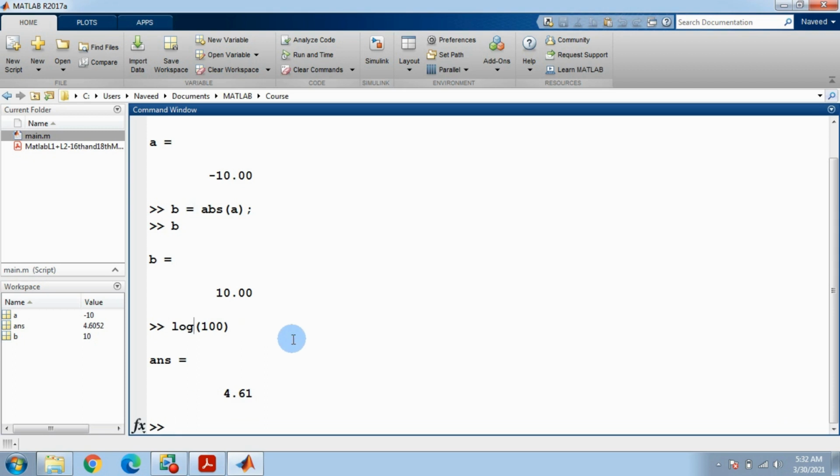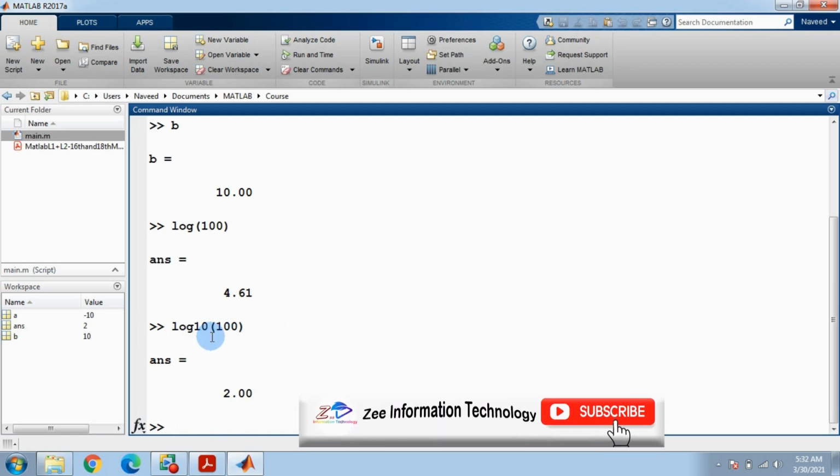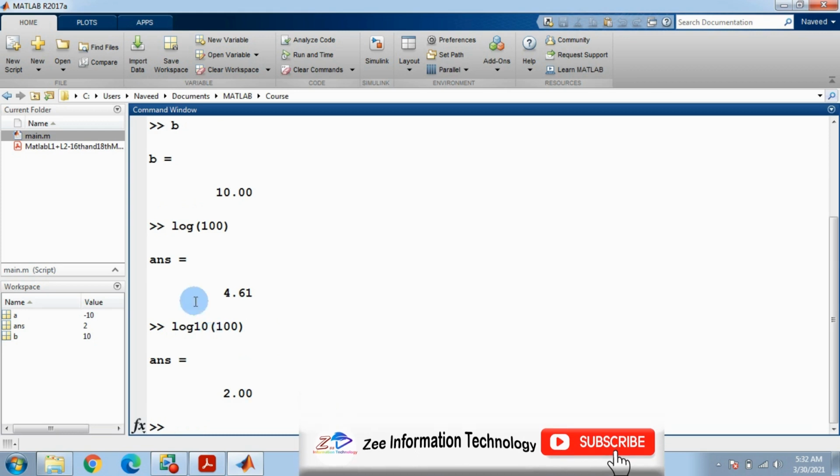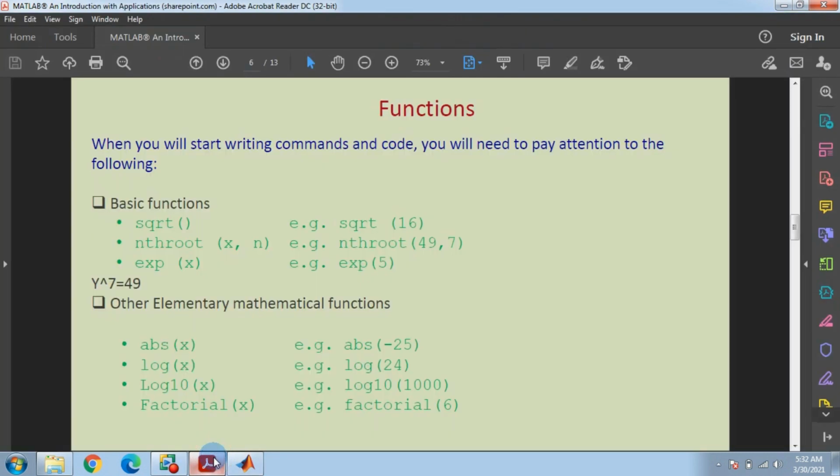If you want to take the logarithm to the base of 10, then for that the function is log10. So if I take the log10 of 100, it will give us 2, because 10 raised to the power of 2 gives us 100. So that's why log to the base of 10 of 100 gives us 2. So that's how logarithm works.